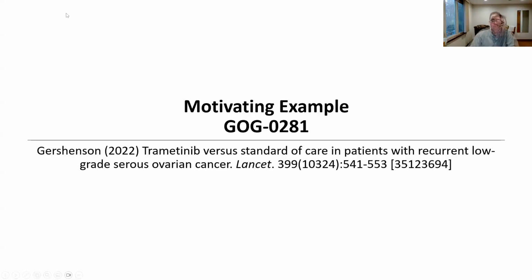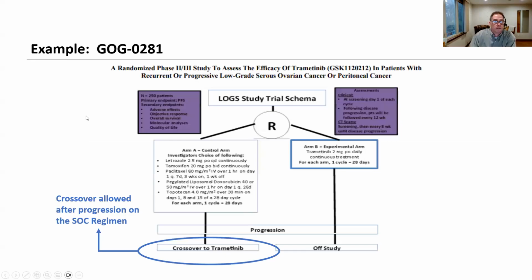All right. So this is an example of a study that we published in 2022. It's GOG 281. And I hope this will give some sort of real world example of how the stat section in your protocol is set up. So here is the schema for GOG 281.